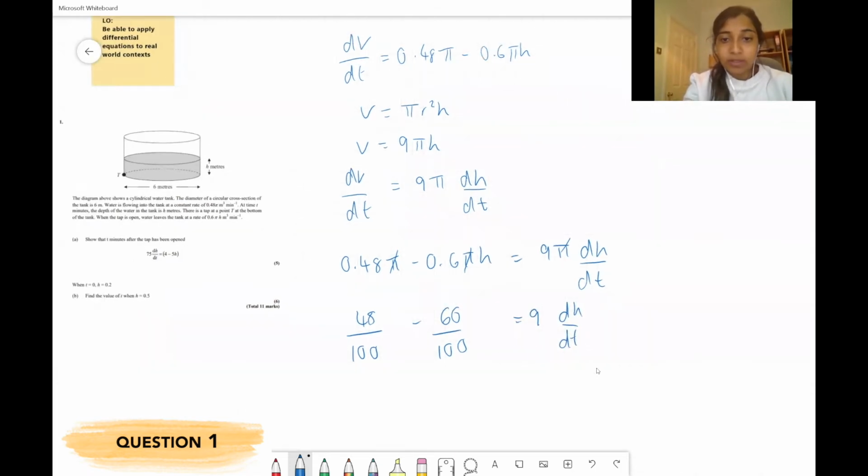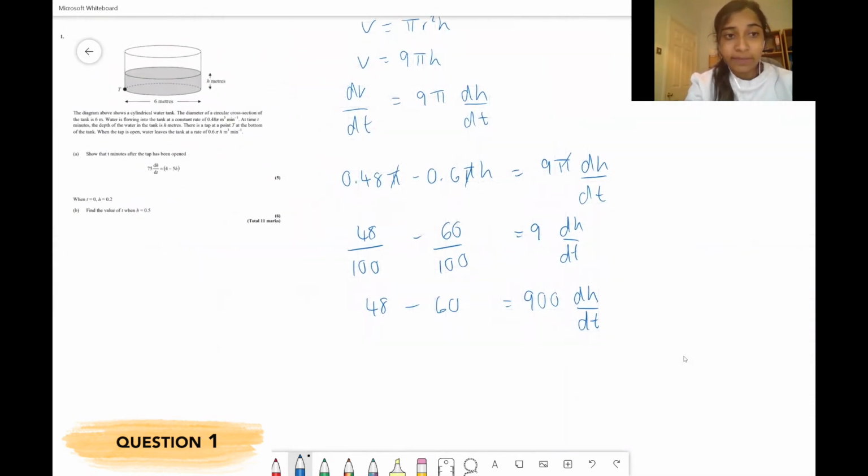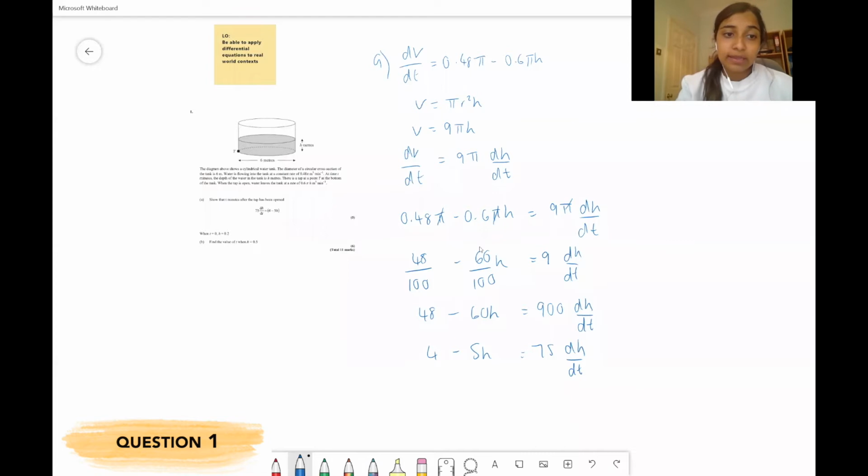If we multiply both sides by 100, we get 48 minus 60h is equal to 900 dh/dt. And now we want 75, so in order to get 75 here, we divide everything by 12. That means 48 divided by 12 is just 4, minus 5h, is equal to 75 dh/dt, which is what they want.